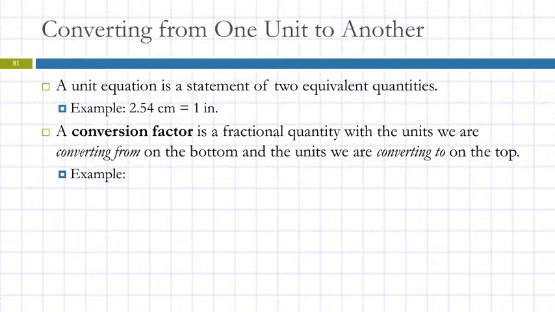Okay, so converting units. There are unit equations and there are conversion factors. A unit equation is just a statement of two equivalent quantities. Here's an example. 2.54 centimeters is equal to 1 inch. These are two different names for the same length.